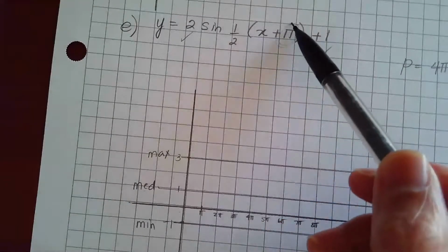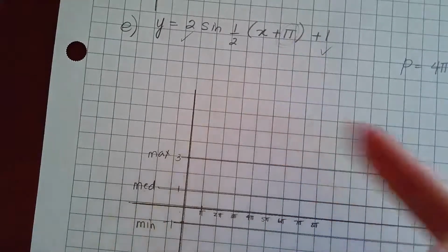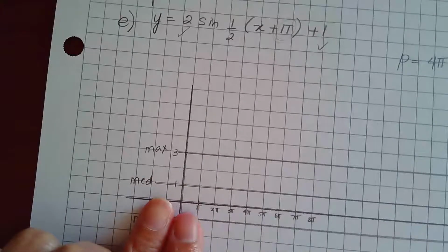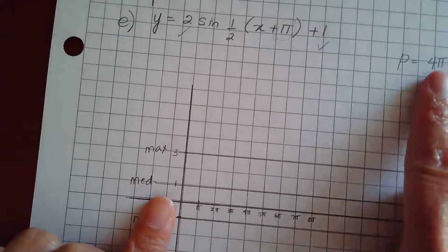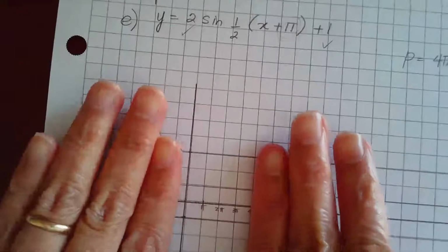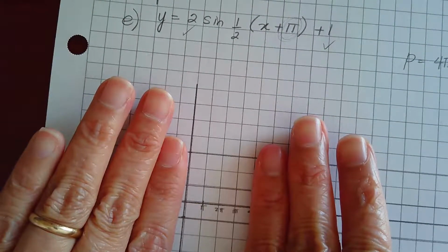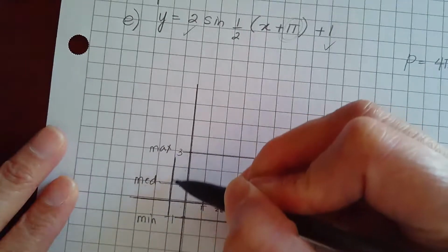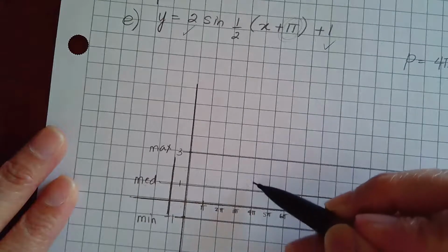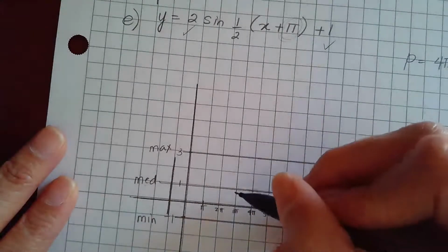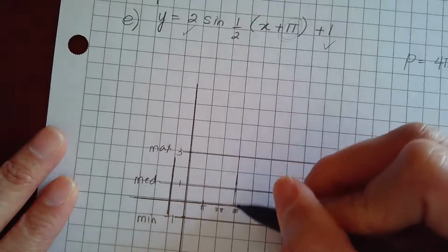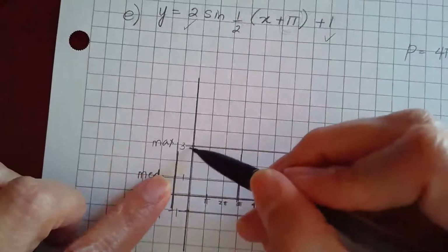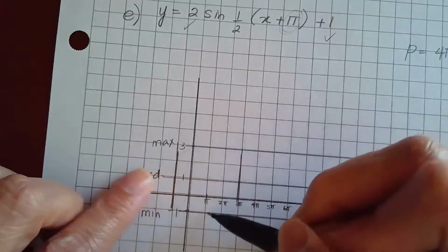This one tells me that I have to start, okay, my sine function, the period is supposed to be 4 pi. But everything is shifted to the left pi units. So that means I'm going to go back pi radians here. So if this is my 4 pi, I'm going to also shift back the end by pi. Okay, so this is where my graph is going to be, this portion here.